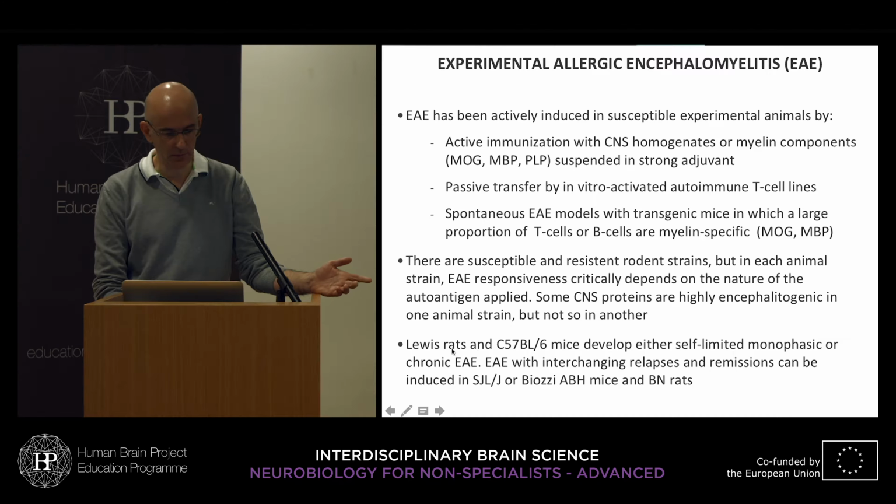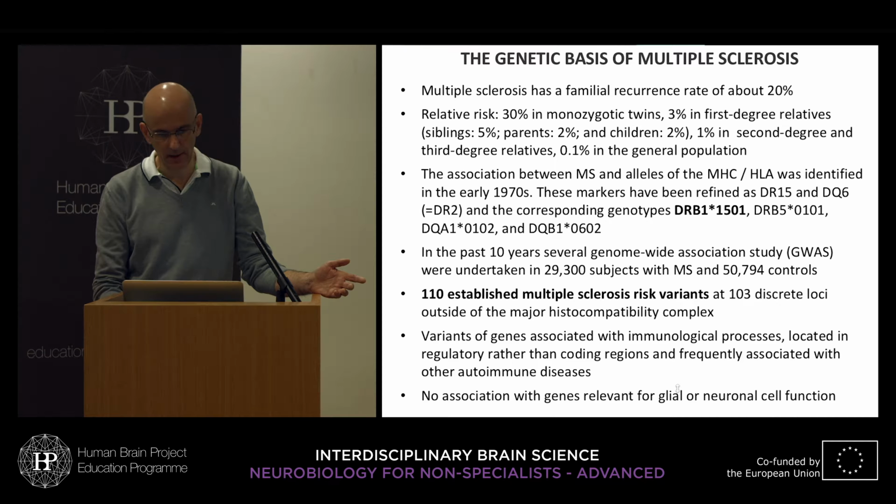Some autoantigens are highly encephalitogenic in one strain but not in the next. Examples are shown here. For example, Lewis rats and C57BL/6 mice have either self-limited monophasic or chronic disease, and there are also relapsing remitting diseases which are shown in SJL mice, Biozzi mice, or BN rats. So there's a large heterogeneity which also reflects the human situation where no MS patient is like the other.